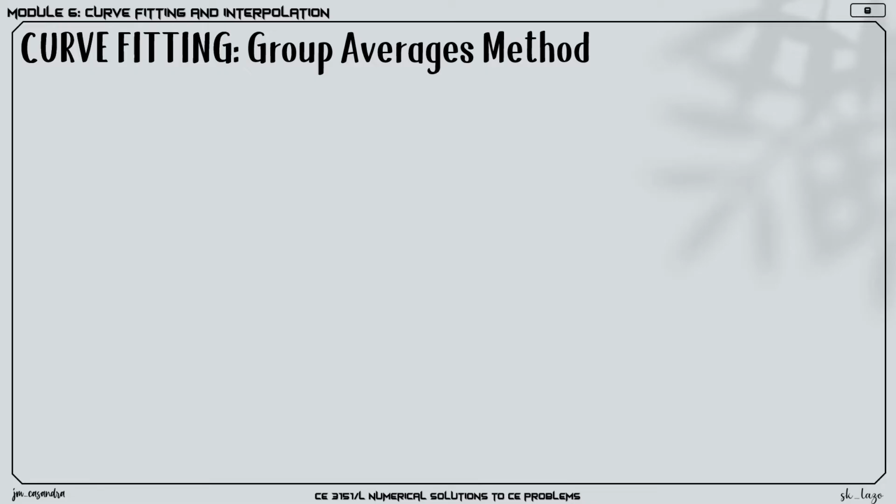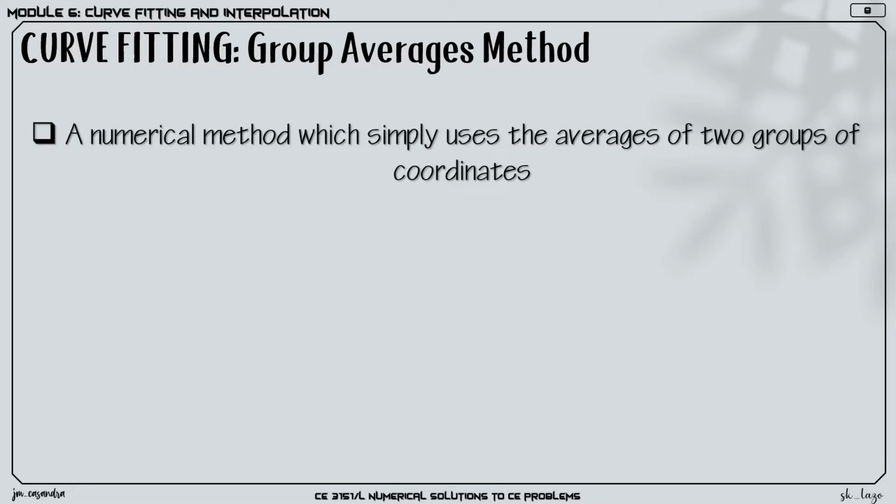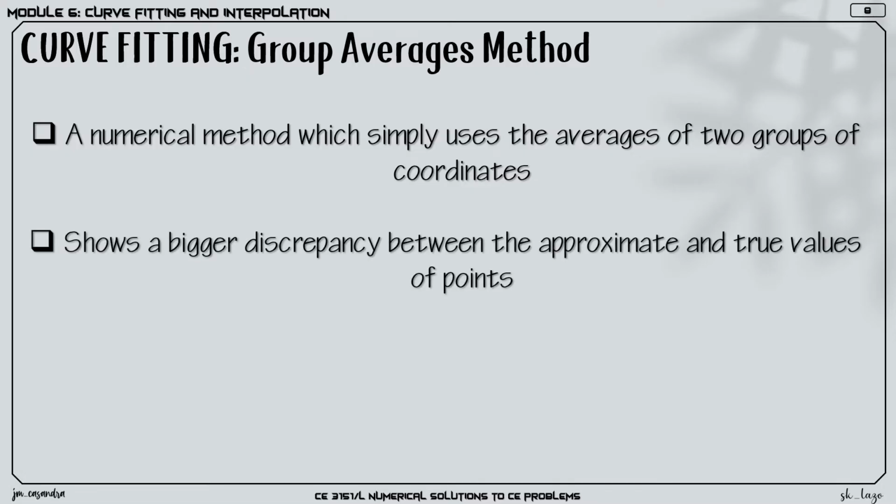The method of group averages is a numerical method which simply uses the average of two groups of coordinates. It shows a bigger discrepancy between the approximate and true values of points.